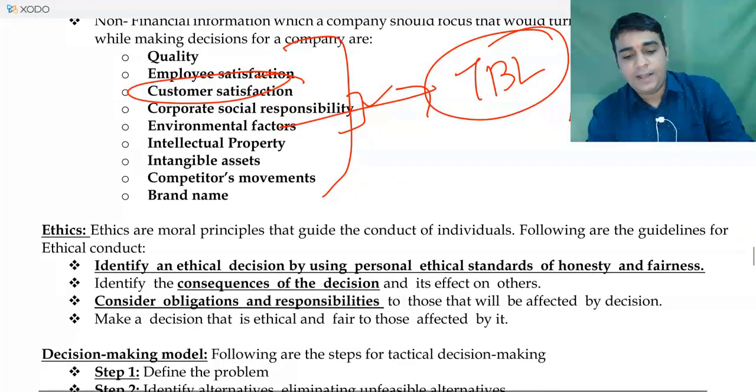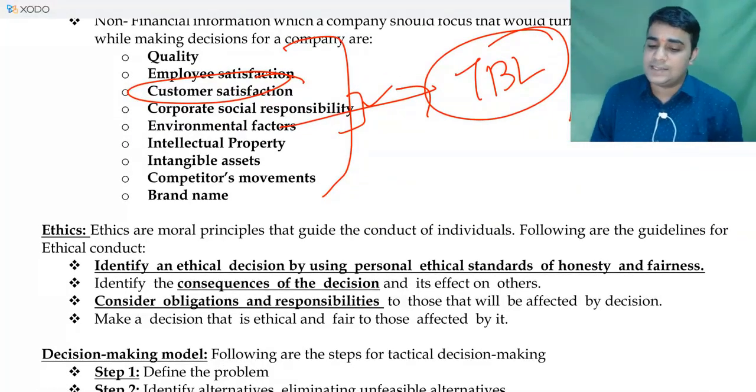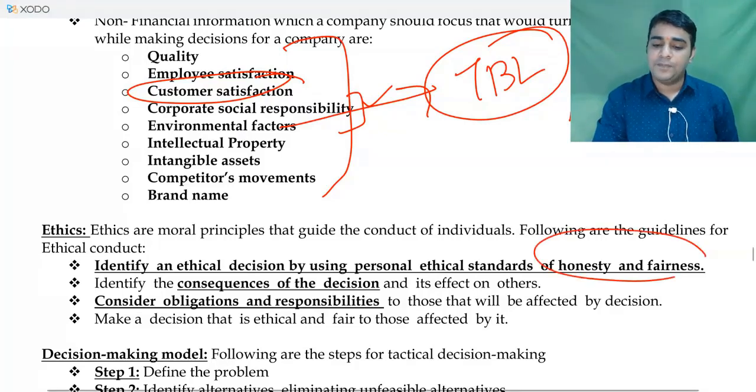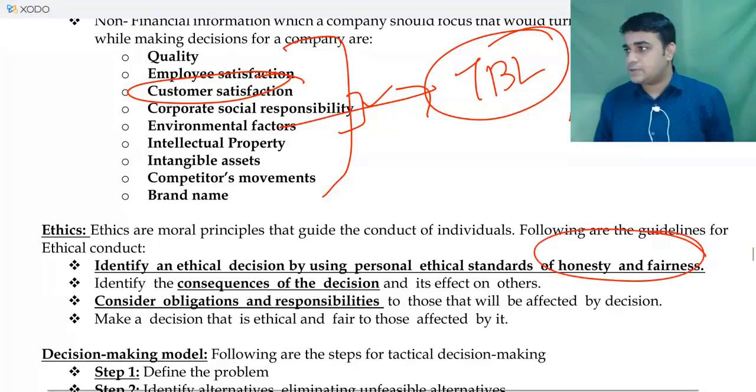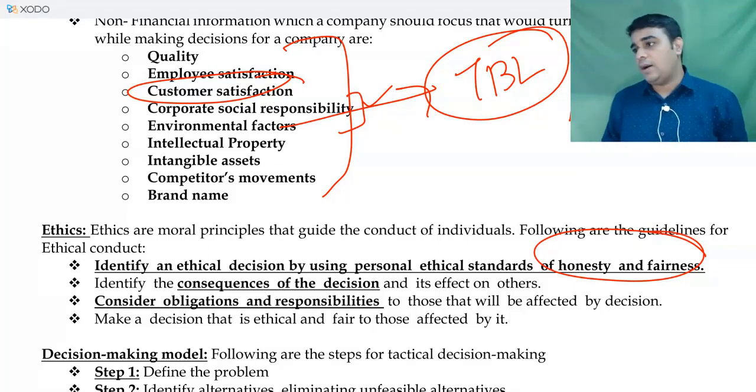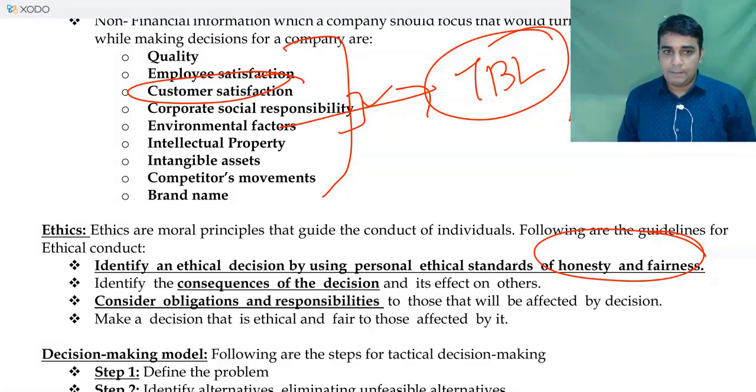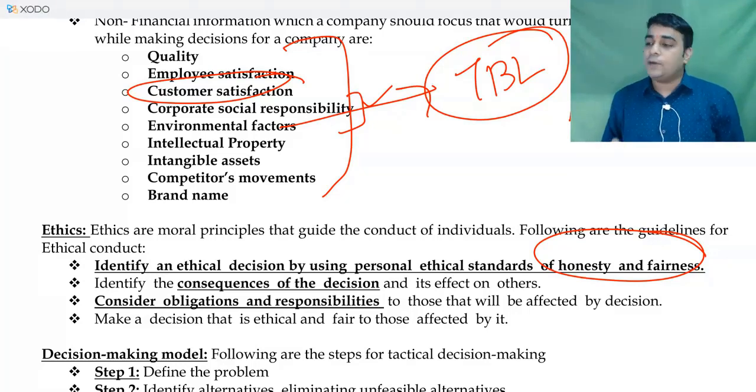So identify an ethical decision by using personal ethical standards of honesty and fairness. What is ethical and what is not ethical depends on person to person, but broadly you will know whether it is ethical or not. There is a case study which talks about a hospital.